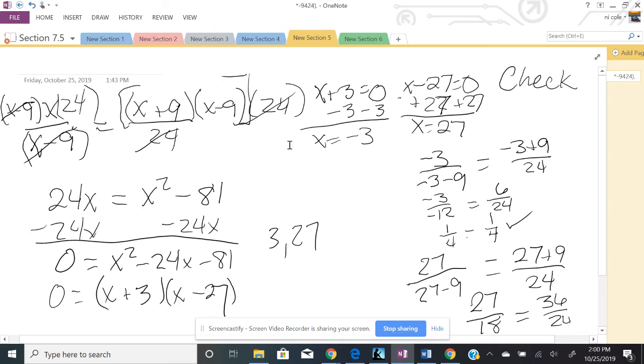And I would check because eventually you're going to get an answer that does not work. You might get an answer down here in the denominator that is 0. So for example, if you got x equals 9, you have to throw it out because you cannot have a 0 down there in the denominator. If you ever get that 0, you have to throw that answer out even though you went through and found it.